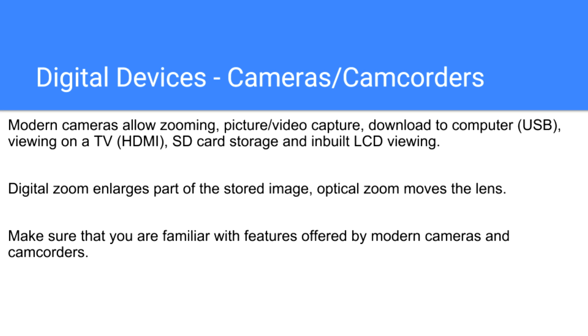Cameras and camcorders. Modern cameras allow users to zoom in, take photos and videos, download to a computer, view files on a TV, store on SD cards, and have built-in LCD screens to view stored pictures and videos. Digital zoom enlarges part of the existing image, which can cause blurriness, while optical zoom moves the actual lens closer.